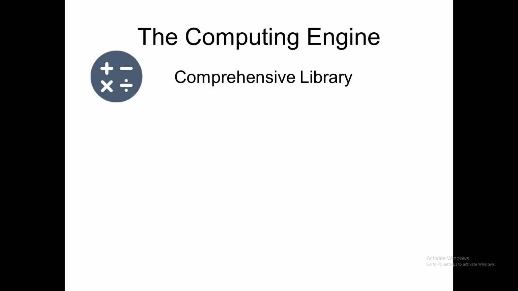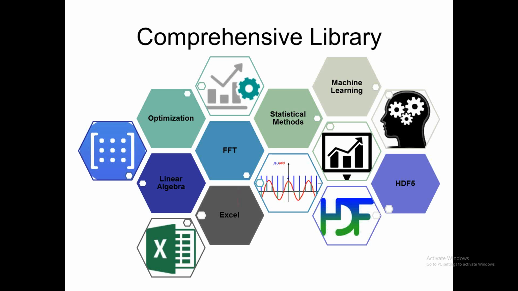The math basically is centered around our computing engine. The computing engine consists of a number of things, and one is the comprehensive library that we offer. Now, comprehensive is easy to say, and I created a little slide for you to hopefully get an overview of what we're offering here. So there are a number of different things on this slide. Let me try to walk you through this.